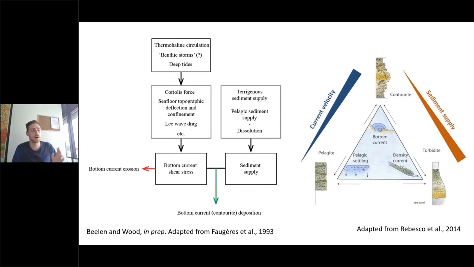This concept of these two ingredients has been around for a while. So the left image is adapted from a 1993 paper. A slightly newer version of this concept is portrayed in this 2004 diagram, which kind of shows the same, right? These contourites, these bottom current deposits, they form and they exist in some regime of sediment supply and current activity, right? So if you want to predict them, we need to have quantitative control of these two parameters, of these ingredients.